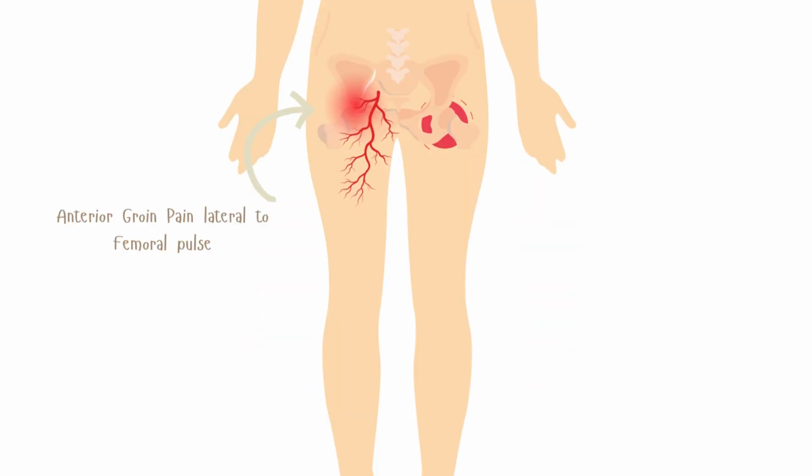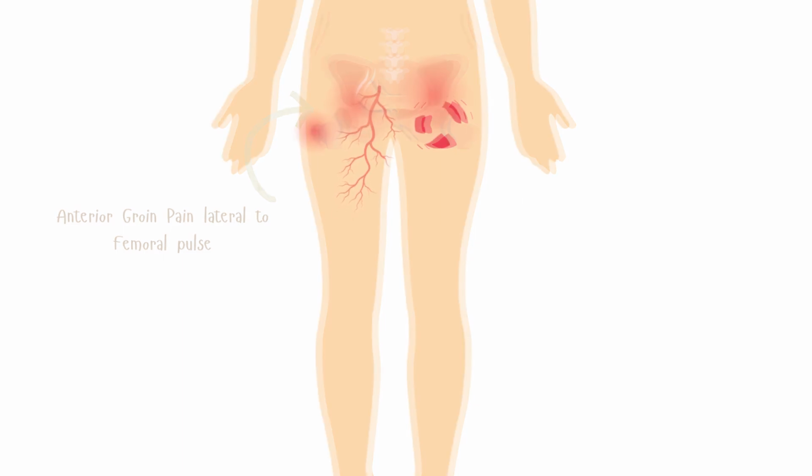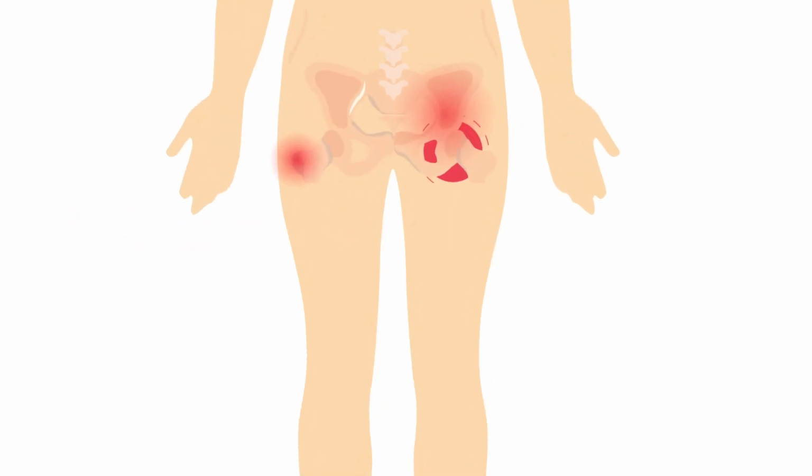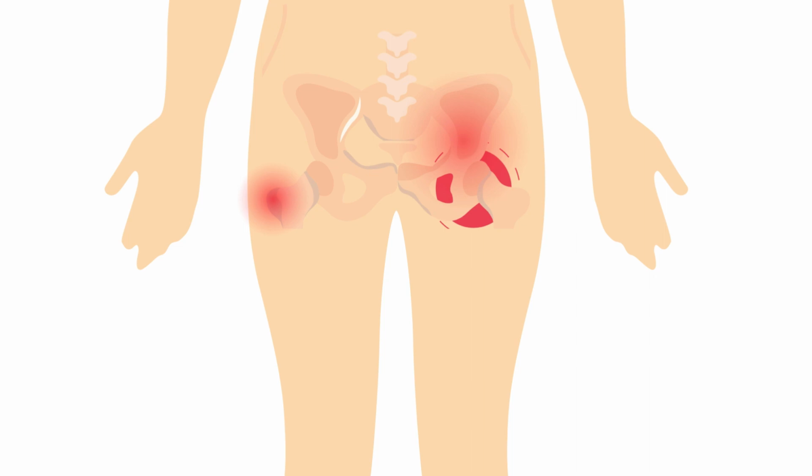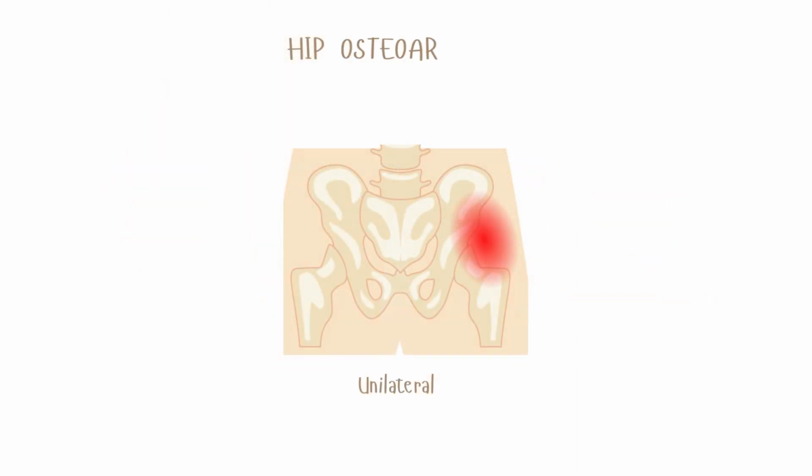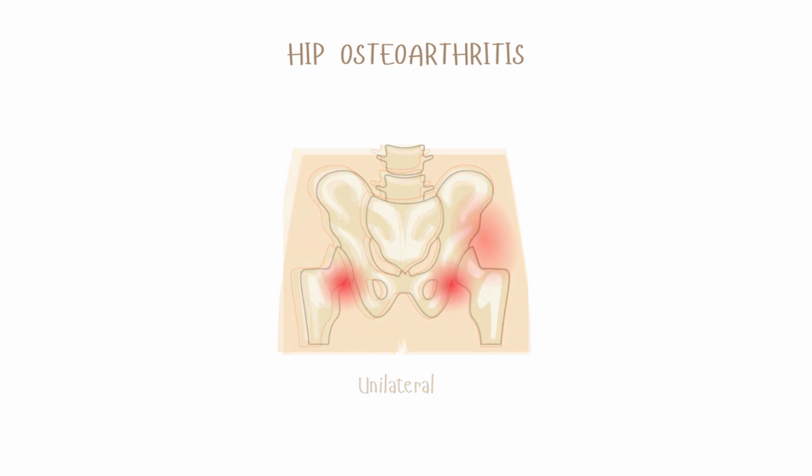Hip pain is usually felt with tenderness just lateral to the femoral pulse and can radiate to other areas. Lateral hip pain may indicate trochanteric bursitis when lying on that side. Hip osteoarthritis most commonly targets the superior aspect of the joint. It is often unilateral at presentation and has a poor prognosis.